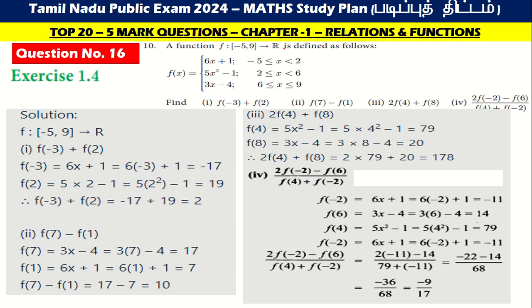A function from minus 5 comma 9 is defined as 6x plus 1, 5x square minus 1, and the other values on the minus 17, 17 and 2. 7 minus 1, put on both, 17 minus 7 is 10. Then 2 of f of 4 plus 5 of f of 8 gives 79, 20, 78. Then the fourth one is 2 f of minus 2, f of 6, f of 4, f of minus 12. Substitute, put on both, you will get an answer of minus 117, 9 by 17.